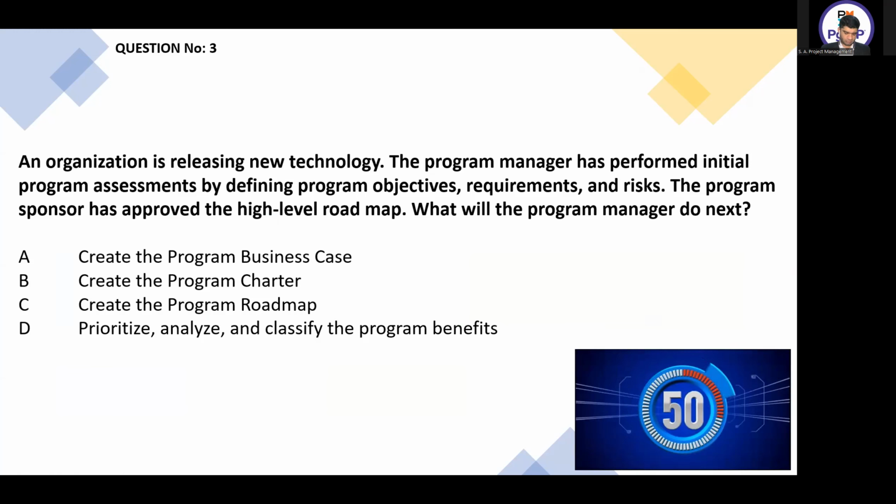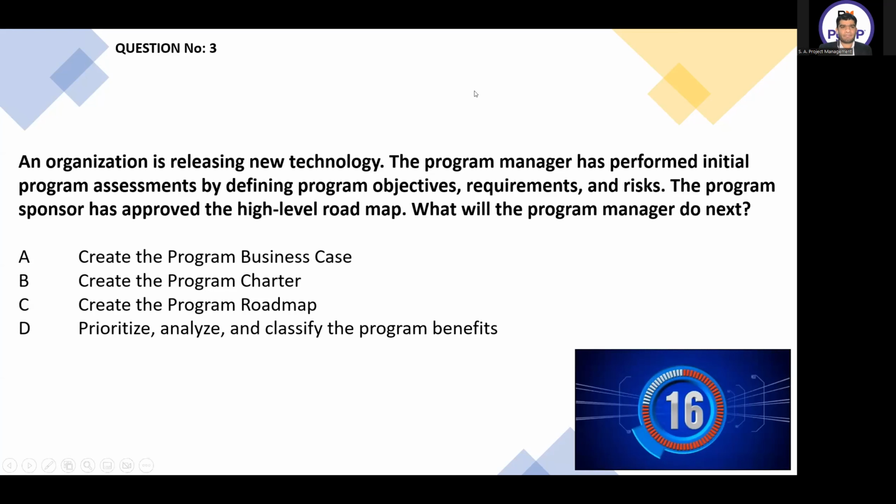Okay. What will the program manager do next? An organization is releasing a new technology. The program manager has performed initial program assessment by defining program objectives, requirements, risk. The program sponsor has approved the high-level roadmap. What will the program manager do next? So here, the key word is high-level roadmap. That's initial program assessment and high-level roadmap.